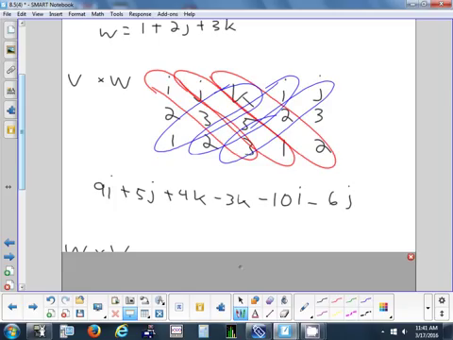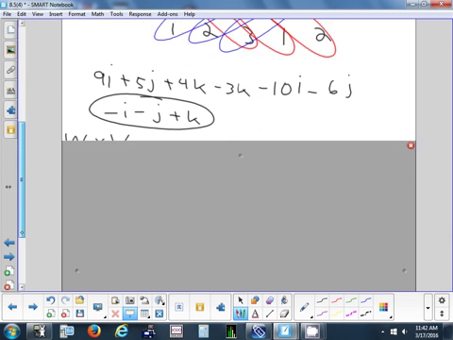All right. So now combine your like terms. What's our i component? Negative i. Our j component? Minus j. You got a 5 minus 6. And our k component? Plus k. Right, so this one just came out with coefficients all 1 and -1. Doesn't have to happen. But that's v cross w.